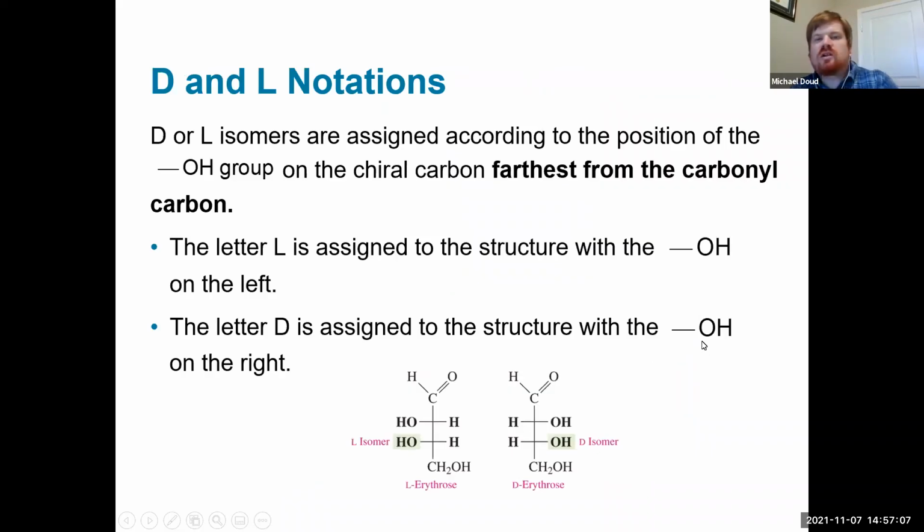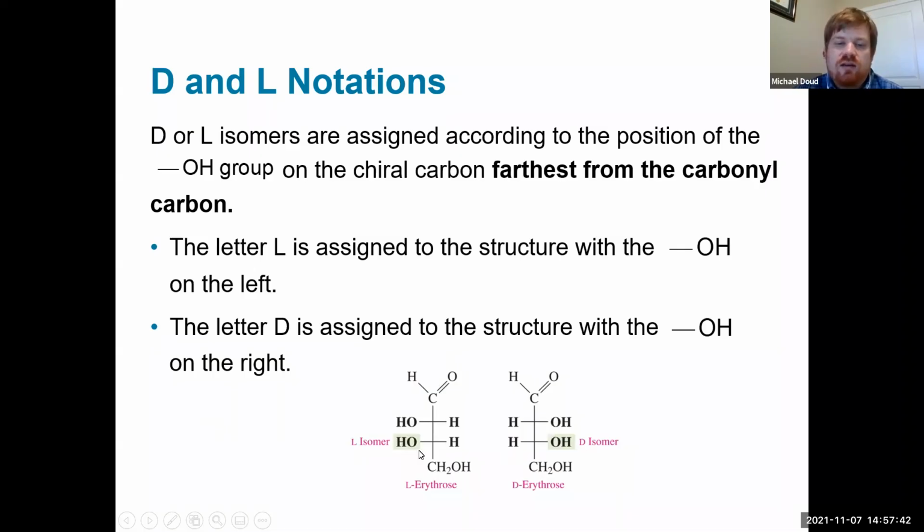Okay, so we're ready to talk about D and L notation. D and L isomers are assigned according to the position of the OH group on the chiral carbon that's farthest from the carbonyl. So here we've got an erythrose again. This was one of the ones that we talked about before. Erythrose has 2 chiral centers. We've got a carbon here and a carbon here. This carbon has its hydroxyl group on the left side, so we call it L. This is the L isomer of erythrose.